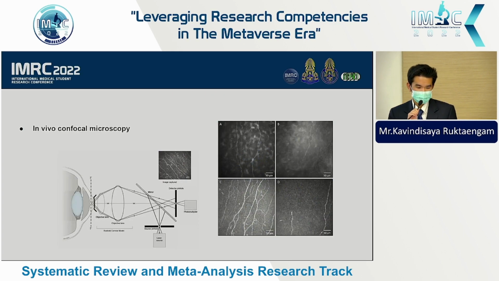So in vivo confocal microscopy is a non-invasive procedure used to obtain high-resolution imaging of the cornea. It can be used to diagnose a wide range of conditions, including not only the aging cornea, but also corneal and contact lens users, infectious keratitis, and neurotrophic keratopathy.